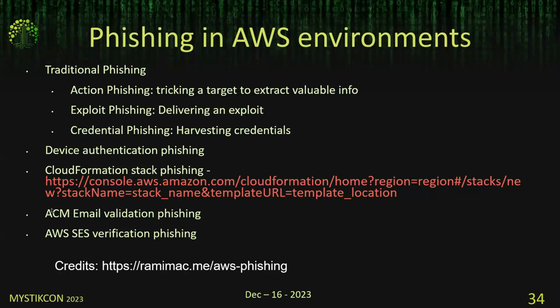So let's talk about some phishing mechanisms which are very specific to AWS. These are device authentication phishing, CloudFormation stack phishing, ACM email validation phishing, and AWS SES verification phishing. I'll talk about these in a bit more detail.